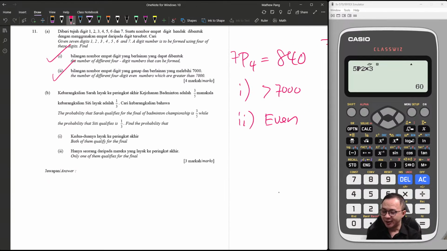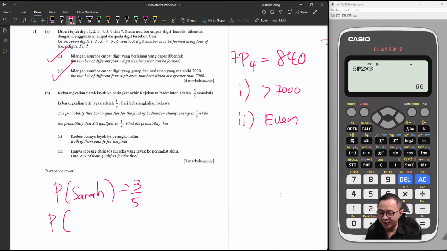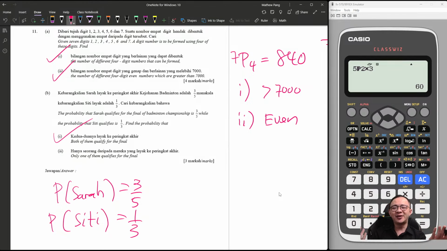Okay, B. The probability that Sarah qualifies for the final of the badminton is 3/5, sorry. And then the probability that Siti will qualify is 1/3. Both of them, I thought the probability was already taken out of the SPM already. Why have the probability one?